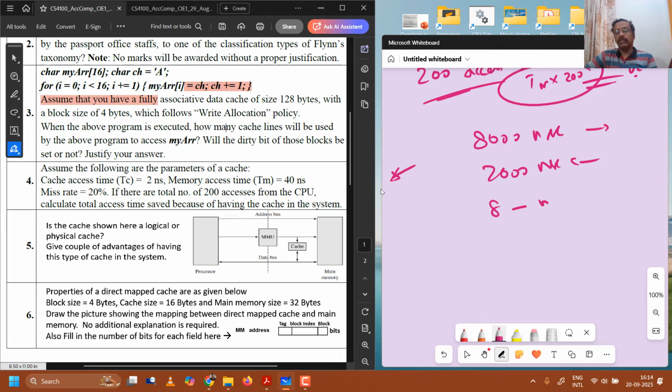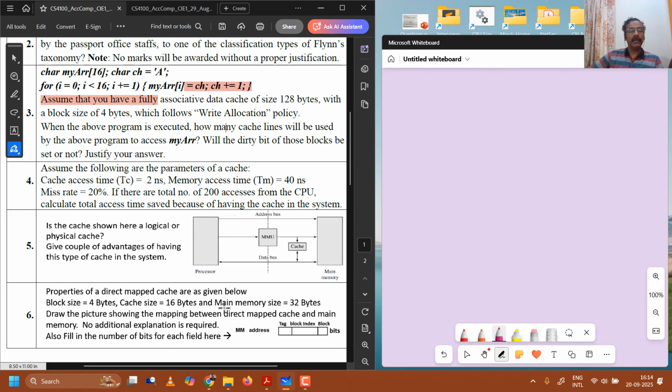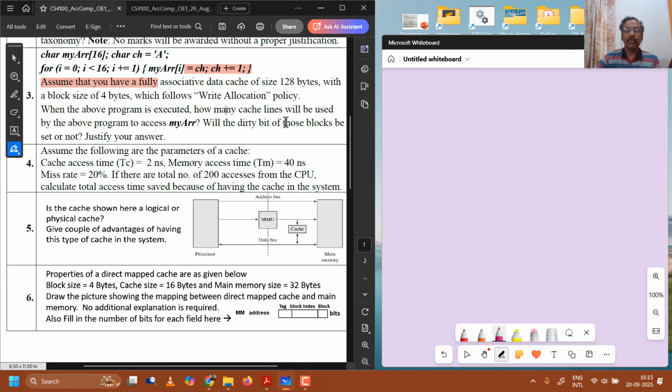What are logical cache and physical cache? The MMU is always sitting, as you know, between the main memory and the CPU. Now the cache can be located either before the MMU or after the MMU.